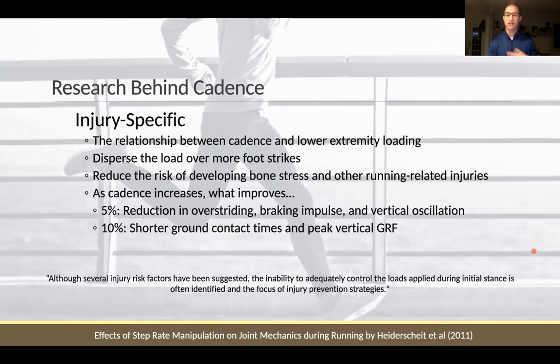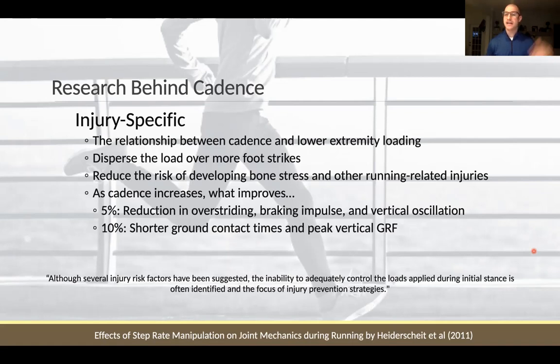If we just strike the ground more often over a minute time, we disperse the load, there's less force going into some of these sensitized tissues that are experiencing pain, and we can either, again, get past an injury more quickly, or we can reduce our likelihood of injury because we're not overloading these tissues, right? It's huge.